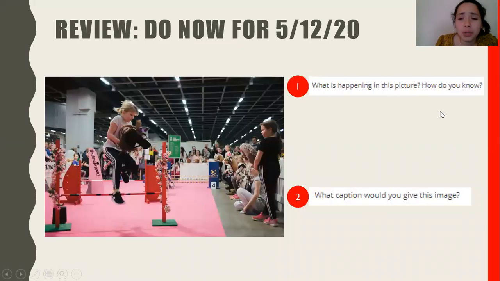And then what caption would you give this image? Meaning, if you were to write something underneath this picture to describe what is happening, what would you write? So for this picture, what I feel like is happening based on what I'm seeing is they're having a type of horseback riding competition.